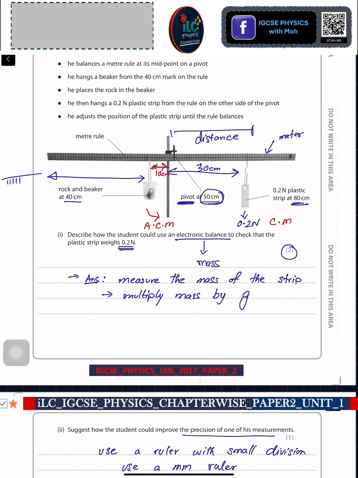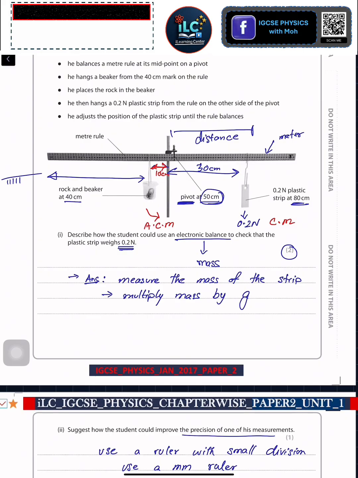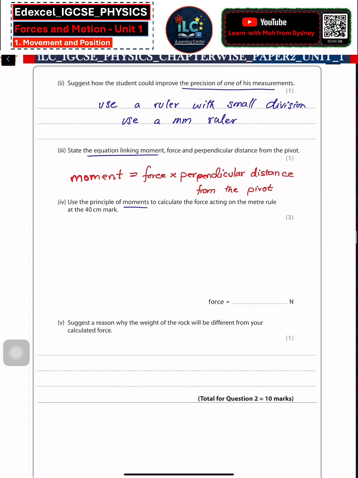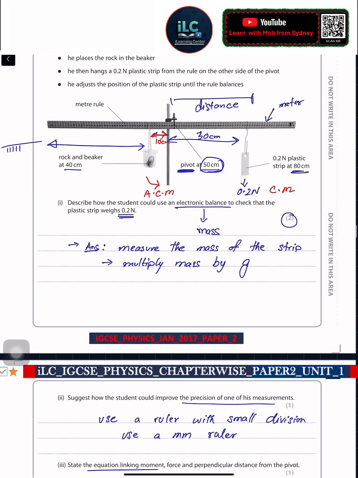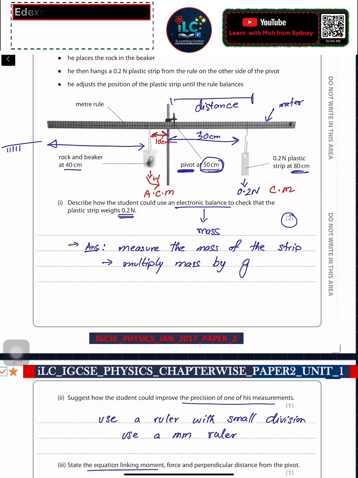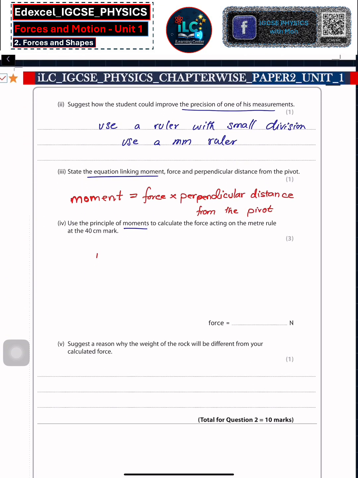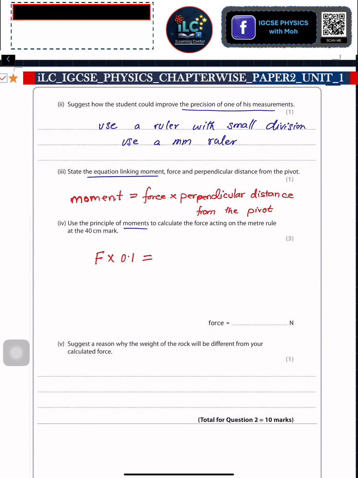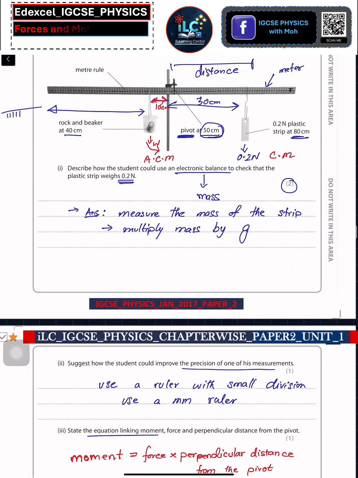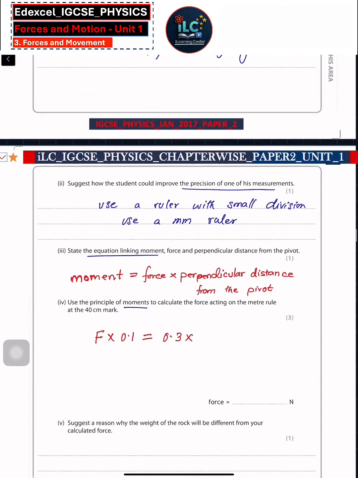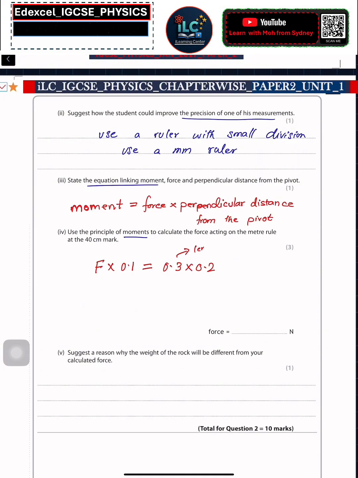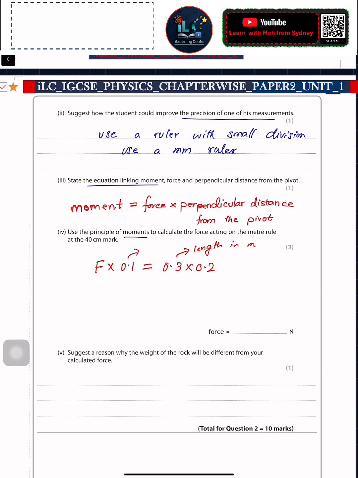So this will give me an anti-clockwise moment, and this will be a clockwise moment. Of course I'll just use this force, and there are no other forces. They are the two that are balancing it. I don't know the mass of this, so I'll take that as W. Or let's say it's force F times 0.1 is equal to 0.3 times the force. The force here was 0.2. So don't get confused. This is the length in meters.